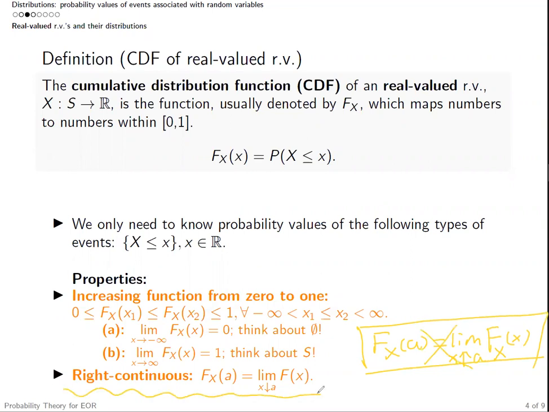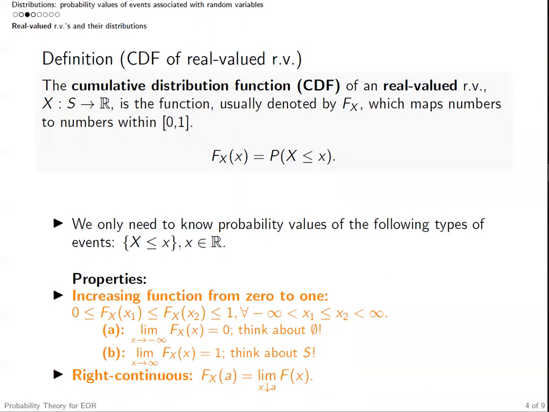Later on, near the end of this video, we're going to show one simple example to illustrate this abstract property. Those two properties are quite important actually. If we have any function that maps numbers to numbers within 0 to 1 satisfying those two properties, those functions are potentially CDF functions.